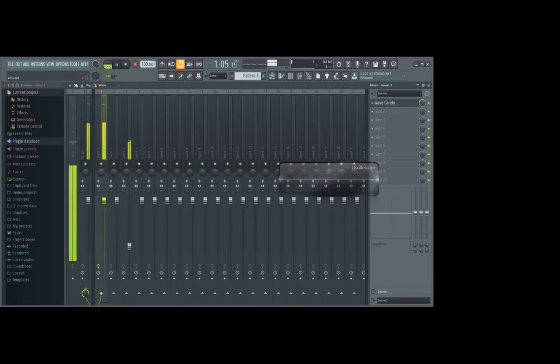Bring it down, and bring this part down, make this part louder, and so on. So that's what's called mixing. It's really simple in this two-track case, but you might have 20 different tracks. You might have a drum, a guitar, a piano, and all these different instruments.